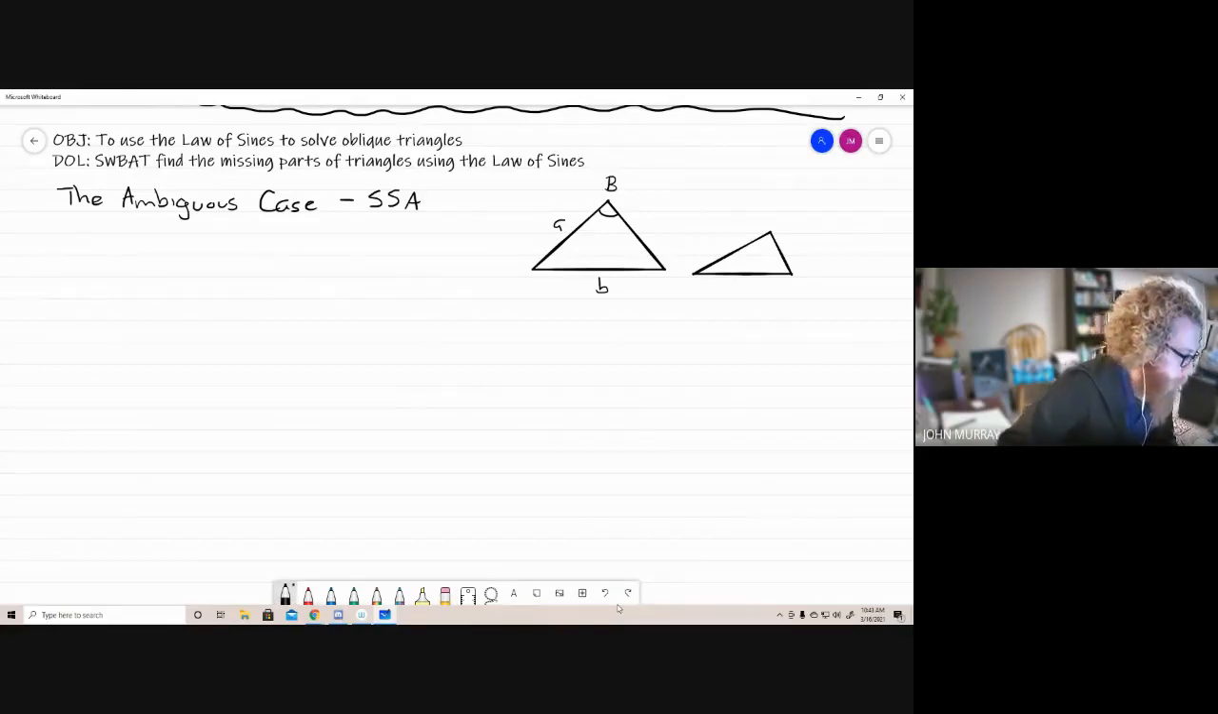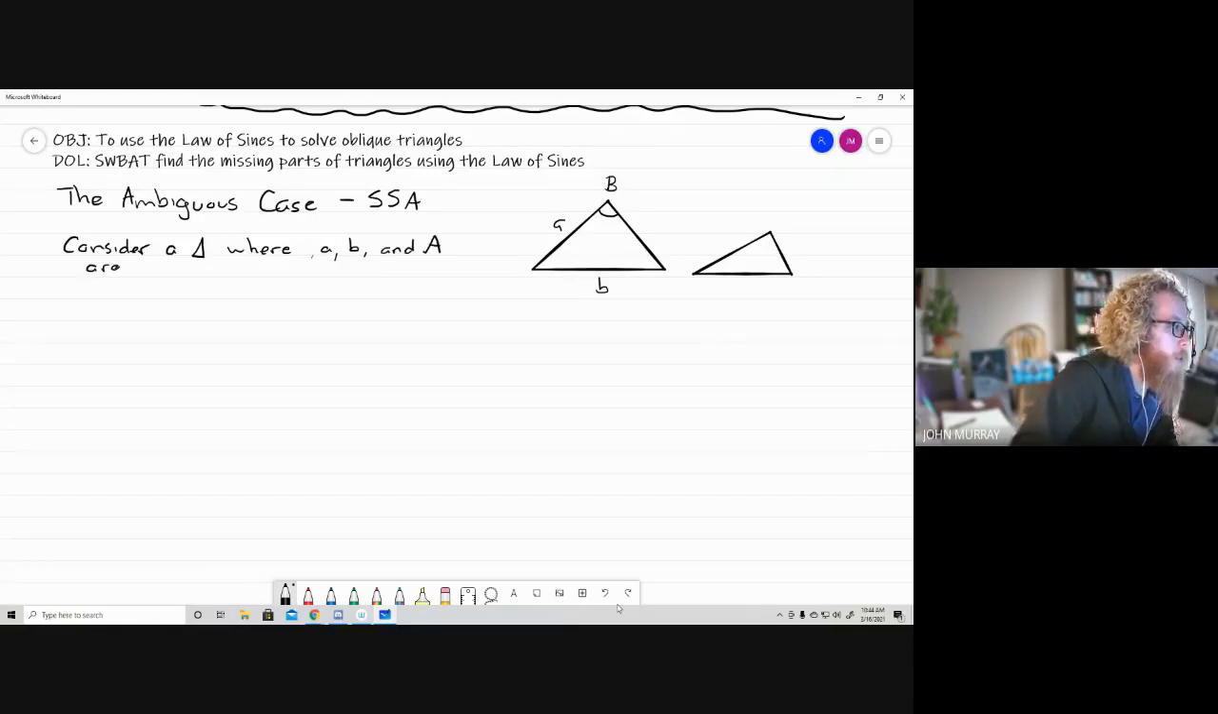Okay, so we are looking at a triangle where side A, side B, and angle A are given. So a little different than what we have here. We're going to switch this.